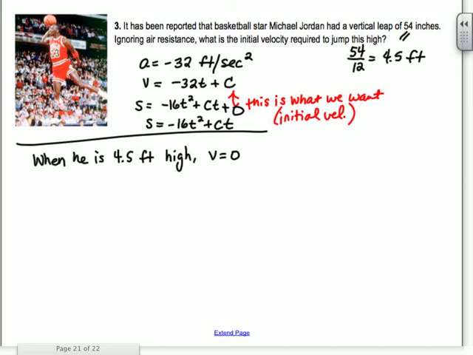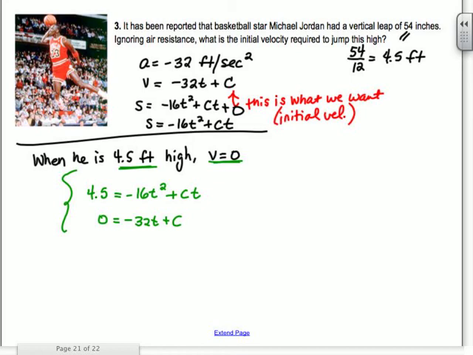Okay, so the velocity is equal to 0. So this is going to give us two equations from the 4.5 feet high and the velocity equals 0. So 4.5 is our position. So 4.5 equals negative 16t squared plus c times t. And from the velocity, we get 0 equals negative 32t plus c.